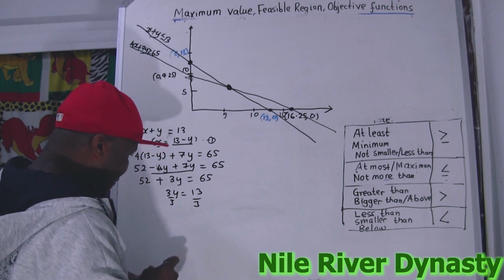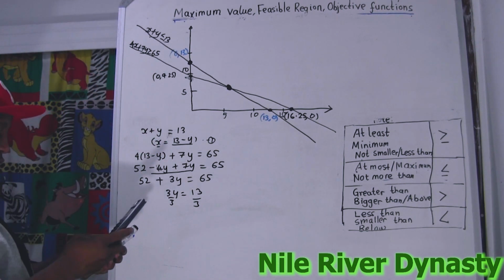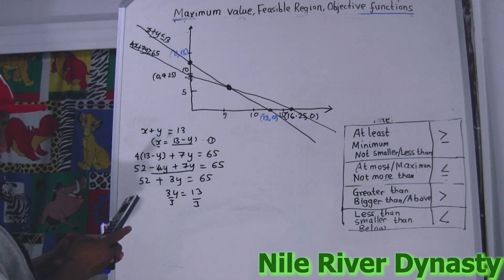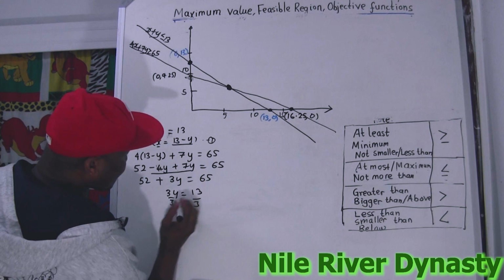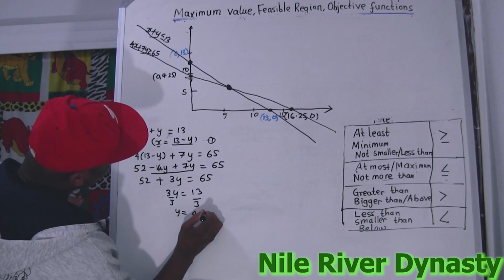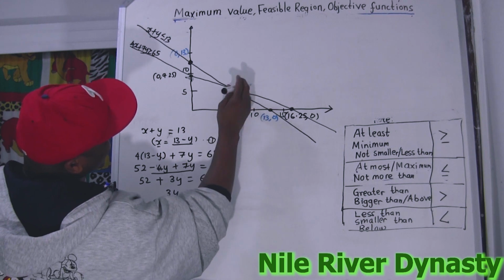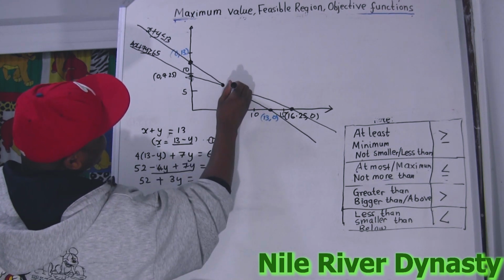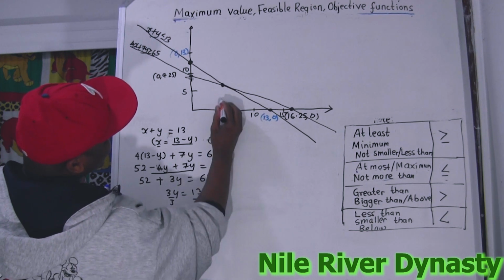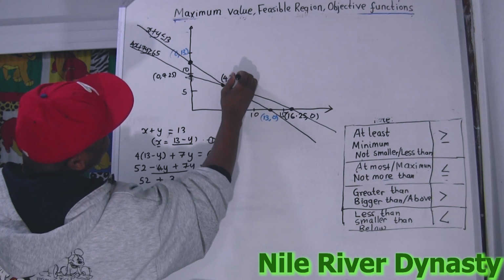So the value of y is 13 divided by 3, which is going to be 4.33. Here, the intersection is not drawn to scale, never mind. It's supposed to be somewhere here, because if this is 5, this 4.33 is going to be here. So y we have 4.33.